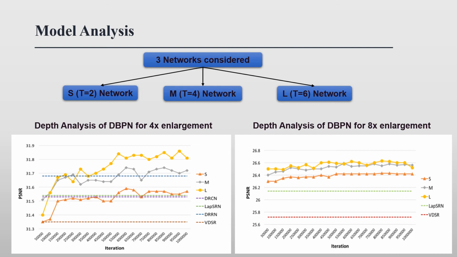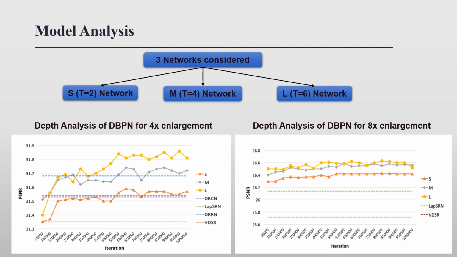Similarly, the medium network is also able to perform very well compared to all existing methods, with a peak signal to noise ratio of about 31.74 dB. And our small network is also able to perform very well, except for the deep recursive residual neural network.